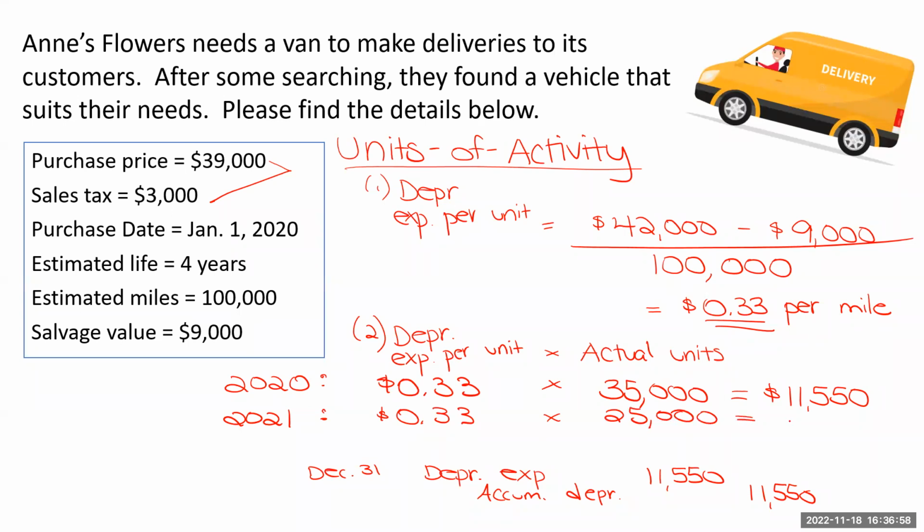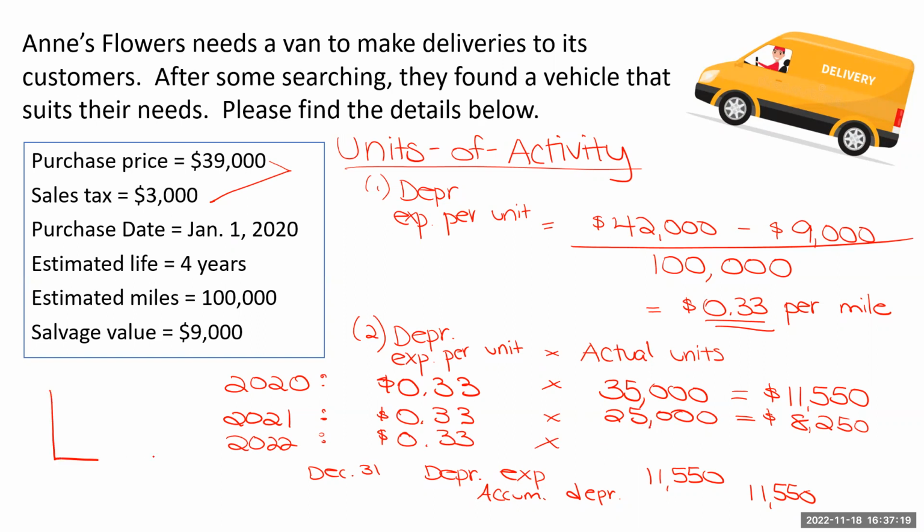Okay. 8,250. Okay, so I just wanted to illustrate that. And if we were to again calculate it for 2022, the depreciation expense per unit doesn't change. What changes is your actual units.